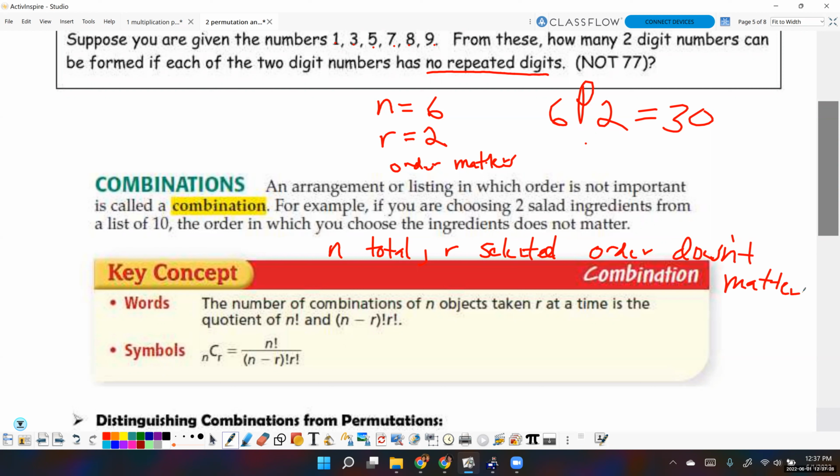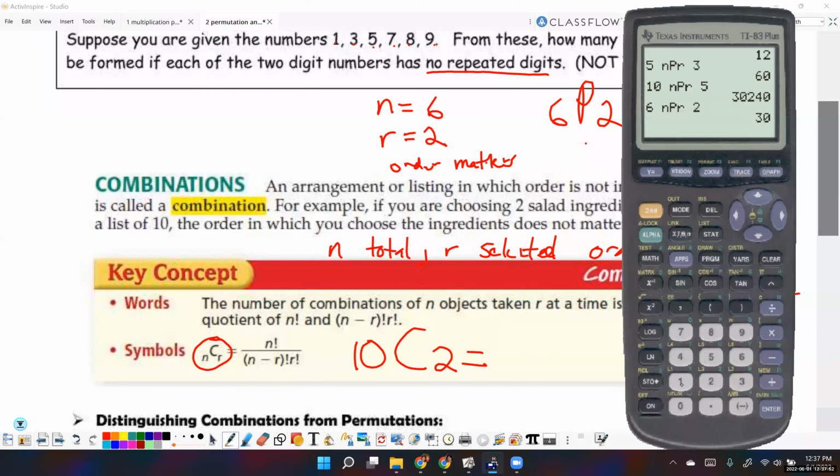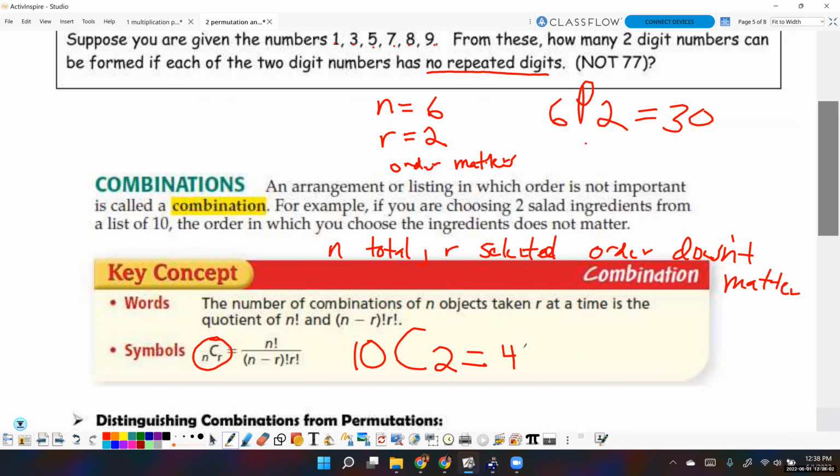They give you an example here. Let's say you're choosing 2 salad ingredients from a list of 10. It doesn't matter if you do tomatoes and cucumbers or cucumbers and tomatoes. It's going to be the same. Again, we don't really need to worry about the mathematical calculation because this can be done on a calculator. If we were doing 10 salad items and picking 2 of them, and order doesn't matter, we would do 10, same thing, math, probability menu, but now it's nCr, pick 2, and there's 45 ways.